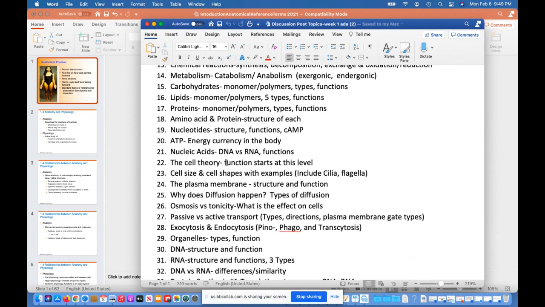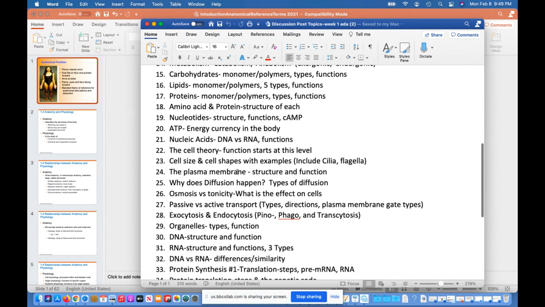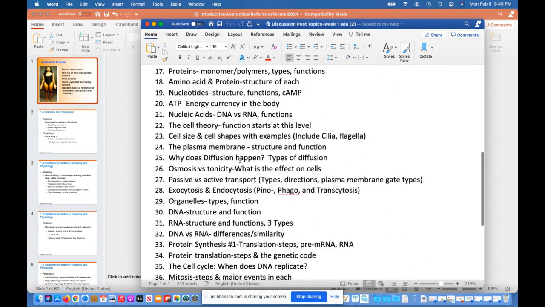The cell theory, great topic. The cell size and its shape. The plasma membrane, which is the cell membrane. This is an awesome topic too, structure and function. Diffusion, how things cross through a membrane. Different types of diffusion.